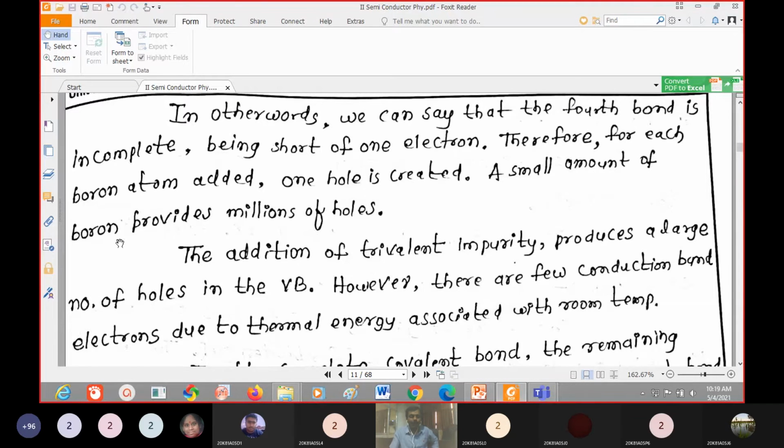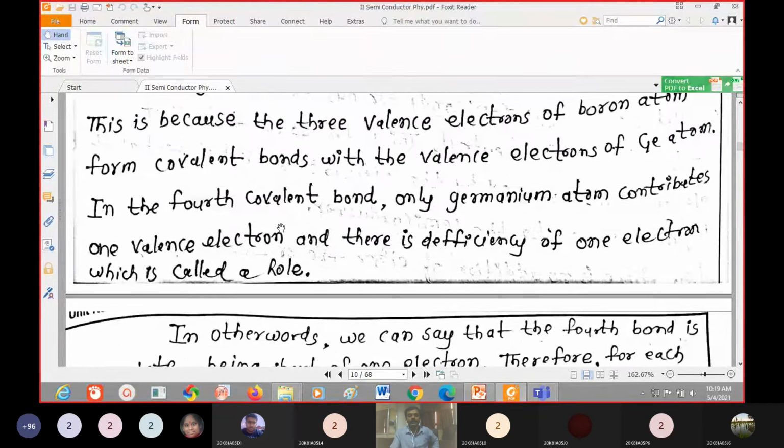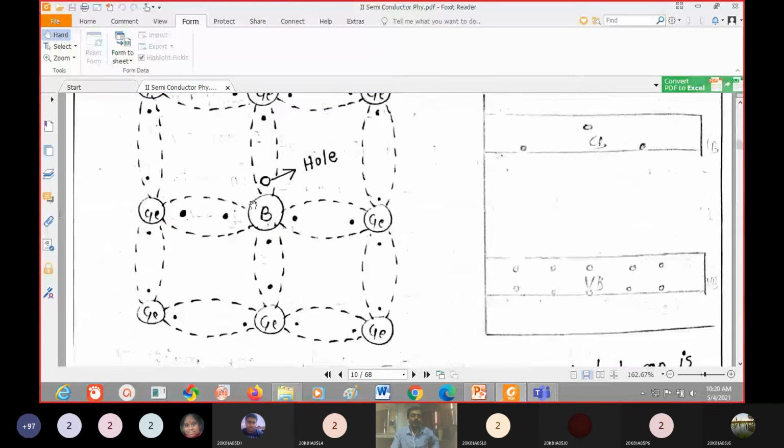A small amount of boron provides millions of holes. If you dope even a small amount of boron, each boron atom provides 1 hole. That's why if you add a very small amount, even 0.1%, it will provide millions of holes.